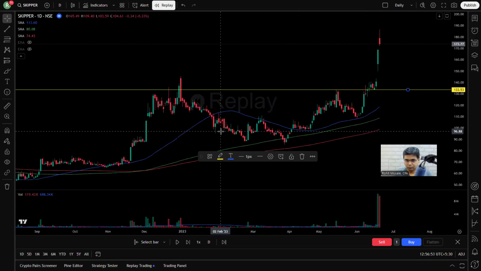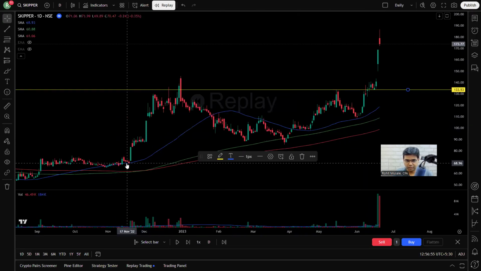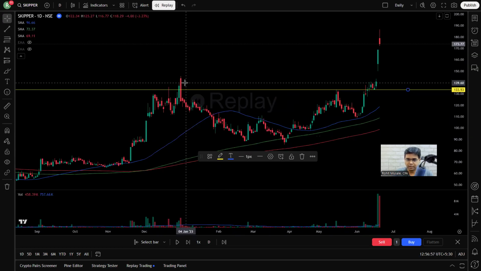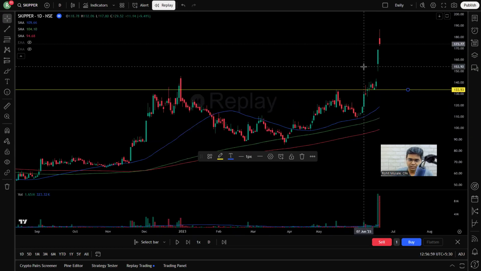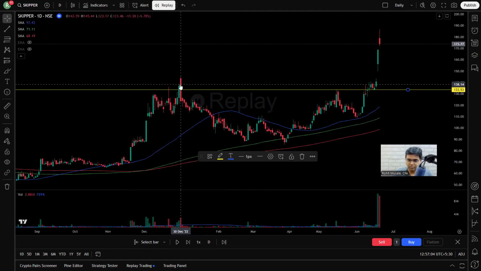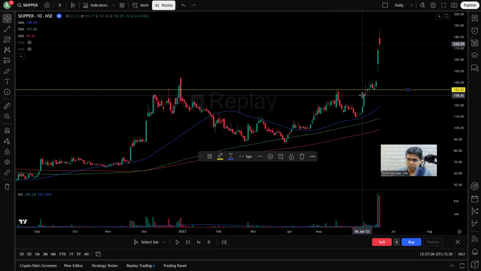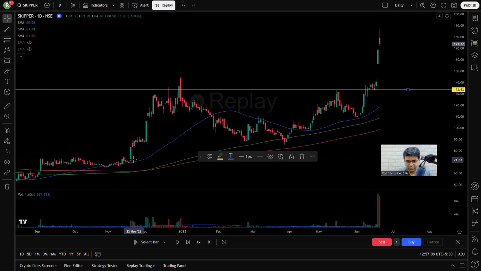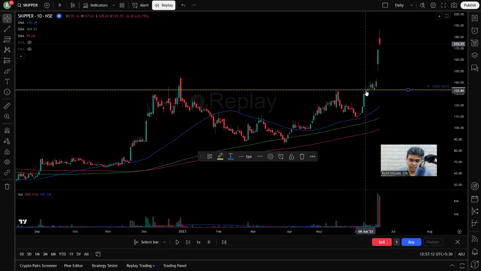So which base is more risky? This base gave you 90% return. This base gave you 57% return. Just because this base gave you 90% return doesn't mean that this base was a better base than this base. This base was a risky base and this base was a less risky base.